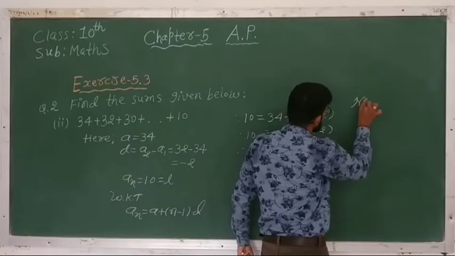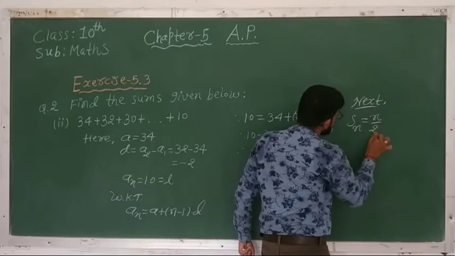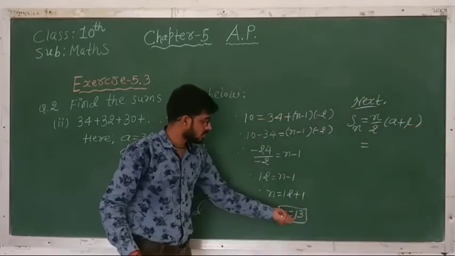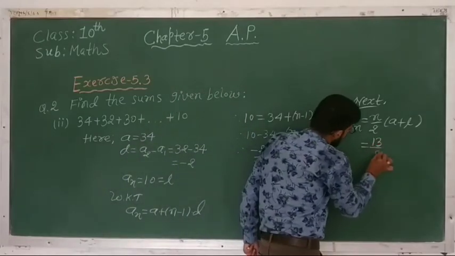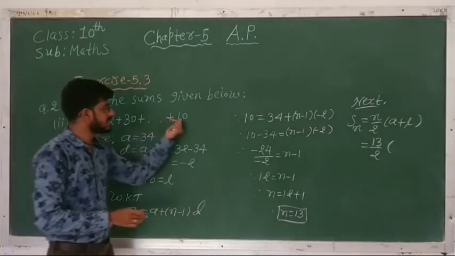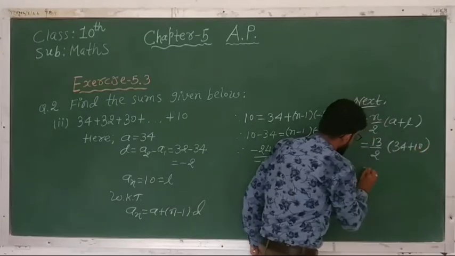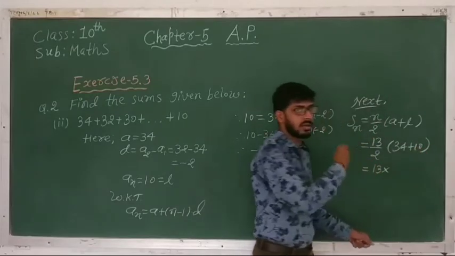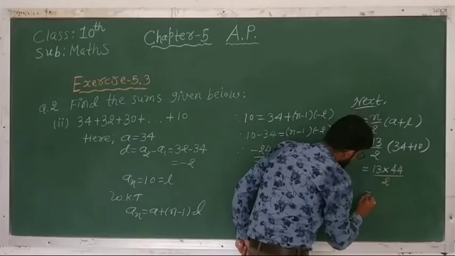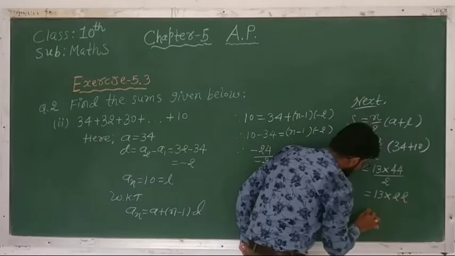Next, Sn is equal to n by 2 bracket a plus l. Therefore, Sn is equal to 13 by 2 bracket. The value of a is 34 and the value of l is 10. So 34 plus 10. So it gives 13 into 44 divided by 2. So 13 into 22. 11 2s are, yes or no? 22. 11 2s are 22.